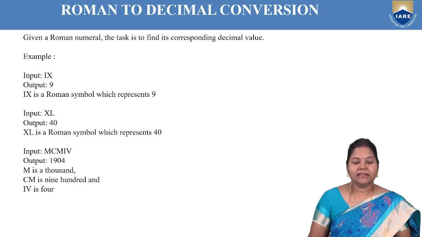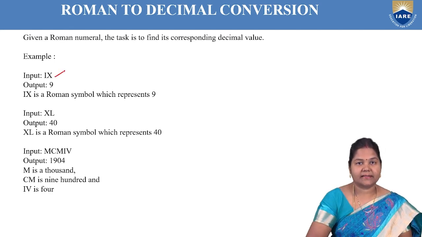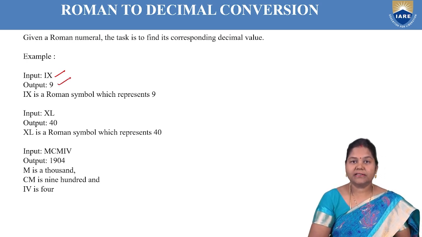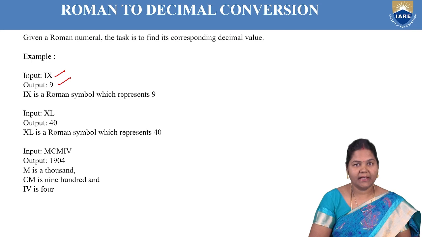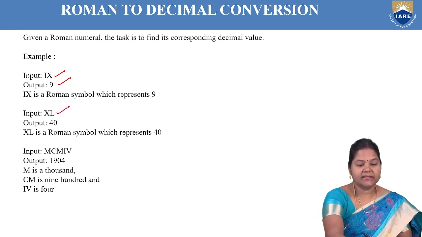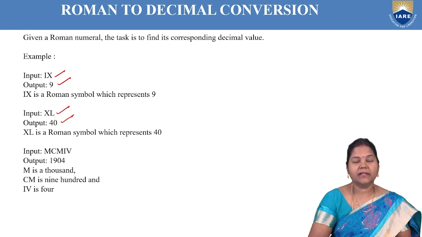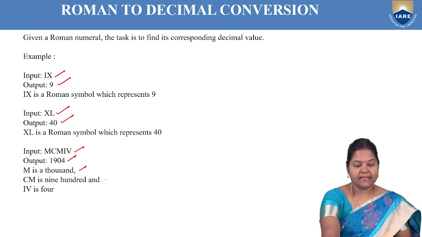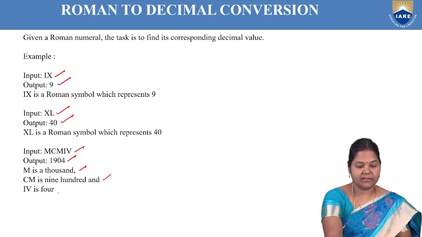The task is to read a Roman number and convert it into its decimal equivalent. Suppose the input is IX, then its equivalent output is 9. IX is a Roman symbol which represents the decimal value 9. Similarly, if the input is XL, the decimal equivalent is 40. If the input is MCMIV, then the output is 1904, where M represents 1000, CM is 900 and IV is 4.